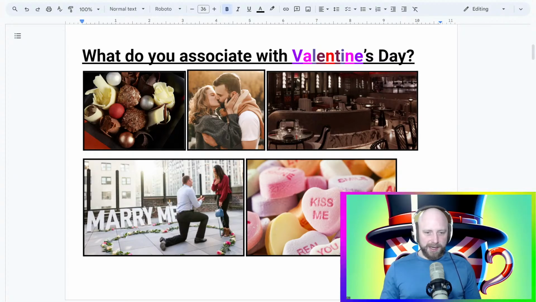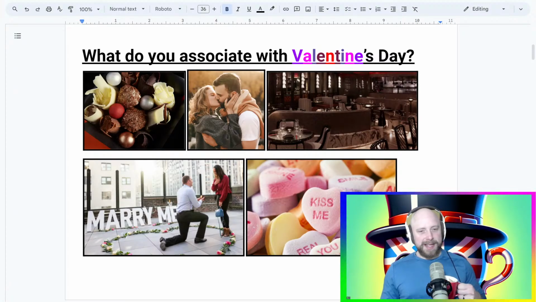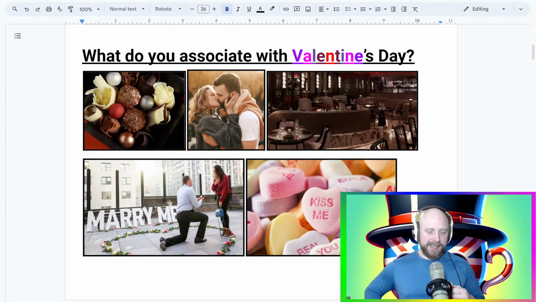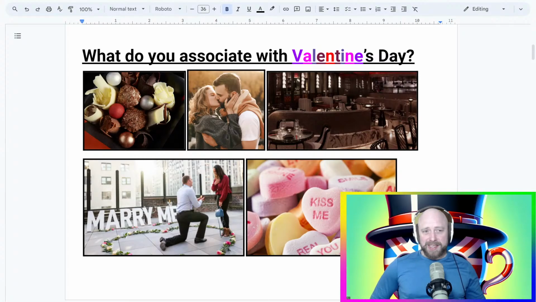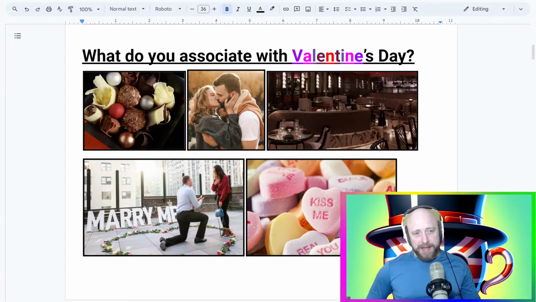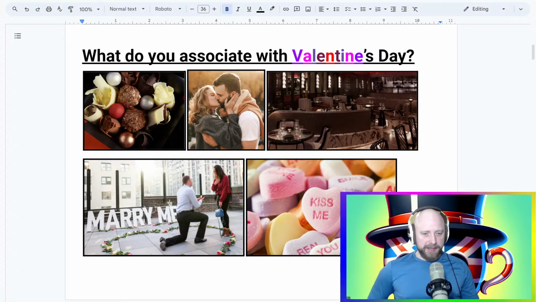Delani says, in my country, teacher, we actually do not celebrate Valentine's that much. Well, that's to be expected, Delani, since Valentine's Day comes from a Christian saint. So Valentine's Day actually has Christian roots, possibly some pagan roots, depending on your knowledge of history.